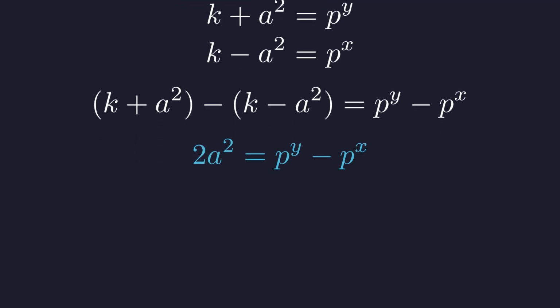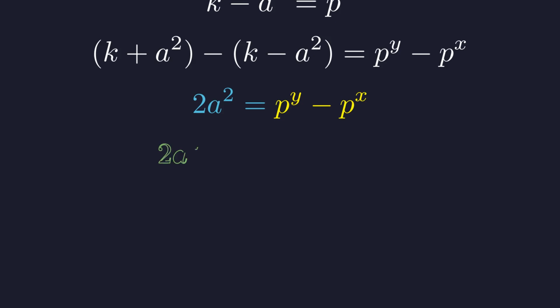On the left side, the k terms cancel, leaving 2 times a squared. On the right side, we can factor out the common term, which is p to the x. This manipulation results in a central equation that will govern our analysis. The problem now reduces to a case analysis based on the properties of p.